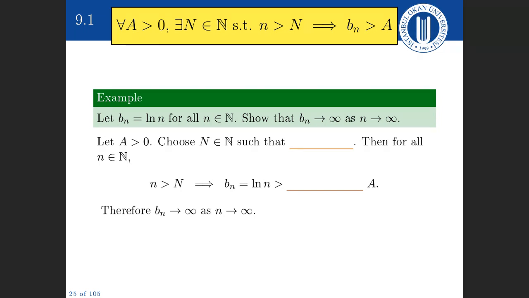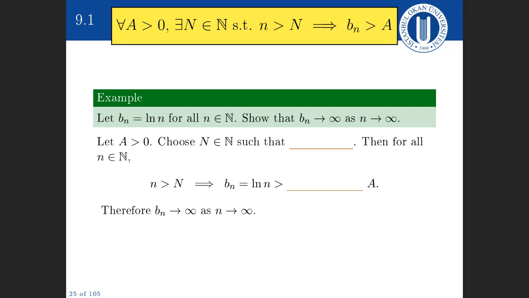And then the answer continues. Then for all natural numbers small n, n greater than capital N implies Bn, or natural logarithm of n, is greater than, and again, let's leave it blank. I don't know what to write here yet, but I know that I want to finish with capital A. If we can fill in these two blanks, then we finish the answer. That would prove that Bn tends to infinity as n tends to infinity.